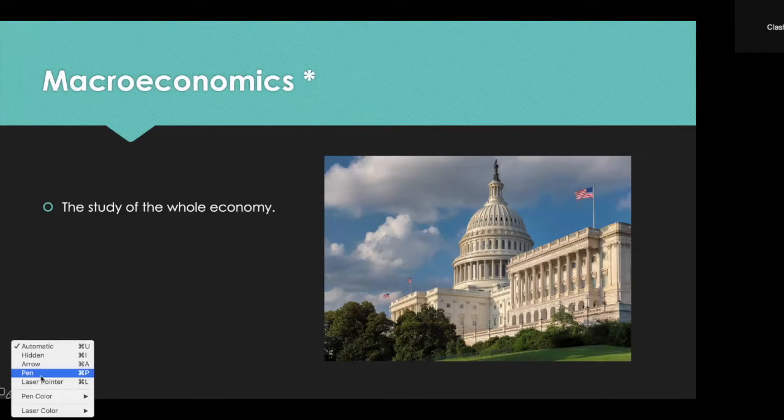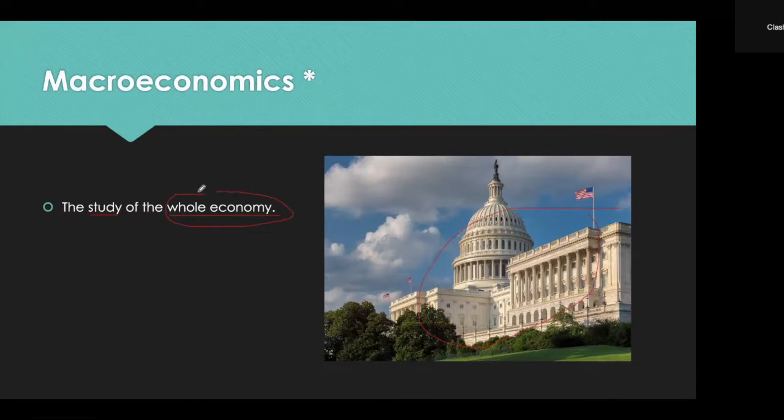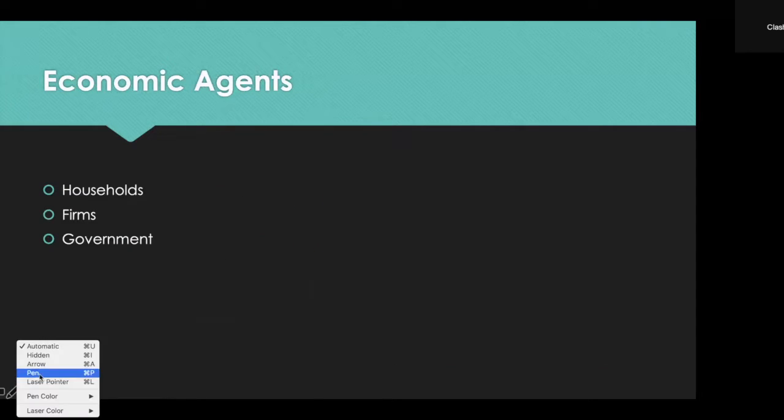And then macroeconomics, what does this mean? So this government right here, the study of the whole economy. So whenever you see something related to the whole economy, for example, government policies, national, when you see national, if you say that something is national, that is macroeconomics. When you see these words that are relating to the whole economy, that is a macroeconomic decision or choice.